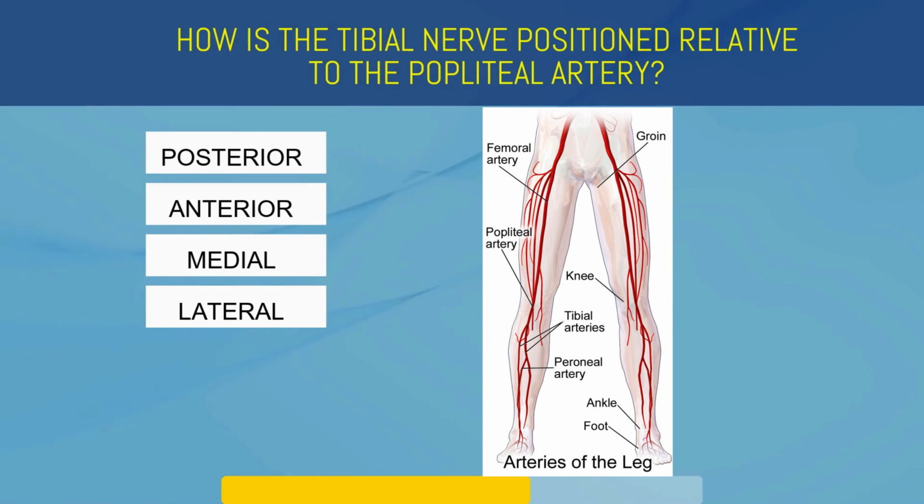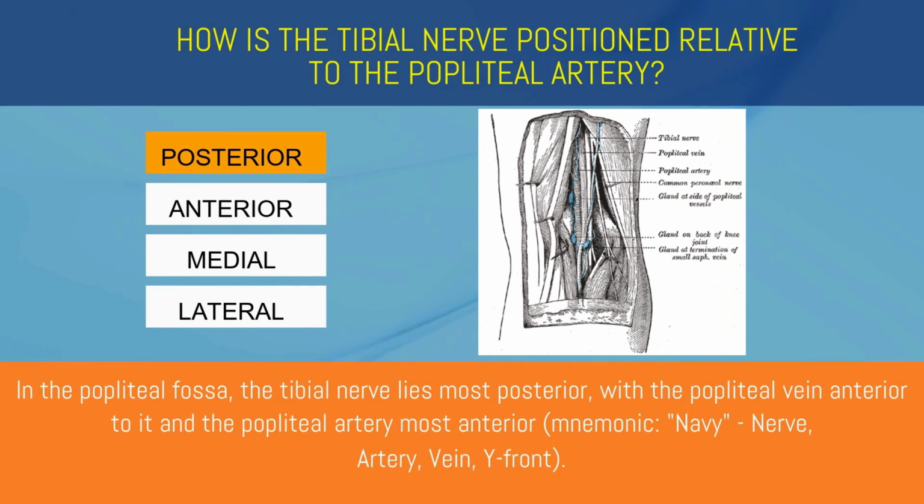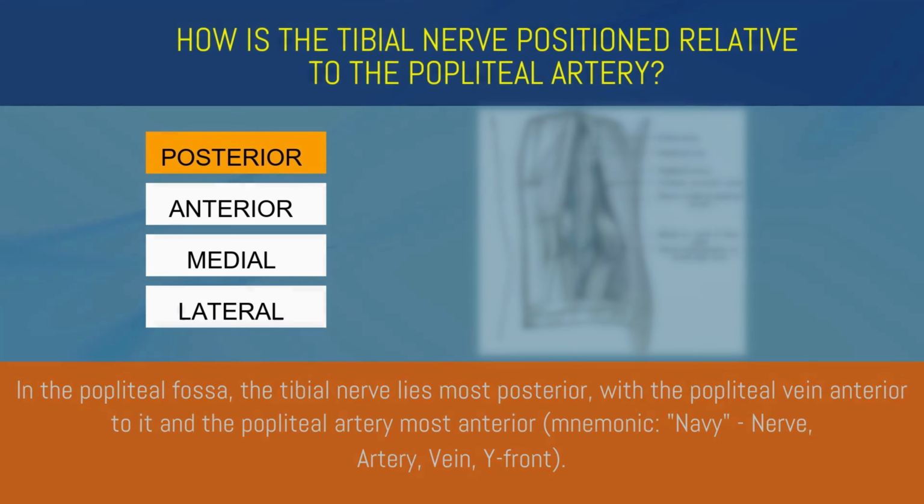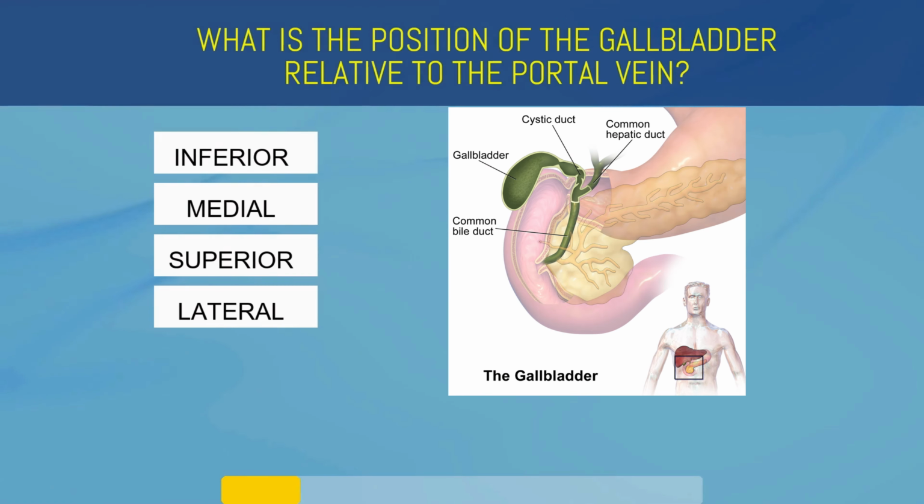Posterior, anterior, medial, or lateral? Posterior. In the popliteal fossa, the tibial nerve lies most posterior, with the popliteal vein anterior to it and the popliteal artery most anterior. What is the position of the gallbladder relative to the portal vein?